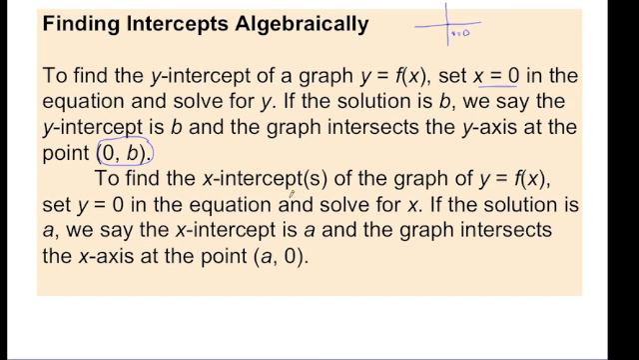To find the x-intercept of the graph, now we're looking at where does it cross this line. Well, what's true of every point on that line is that y = 0. So we fill in y = 0 in the equation and solve it for x. And the solution is a, and then our point where it crosses is (a, 0).